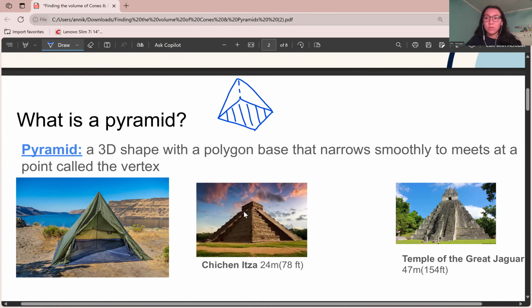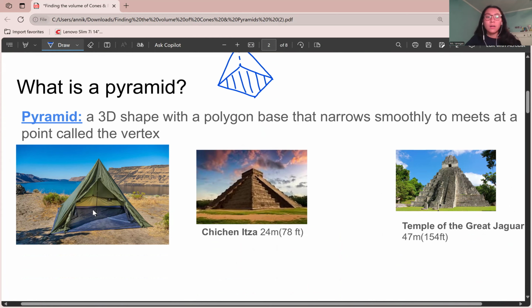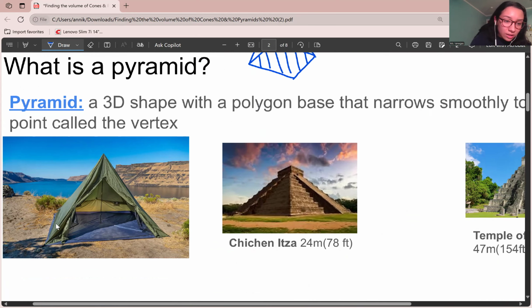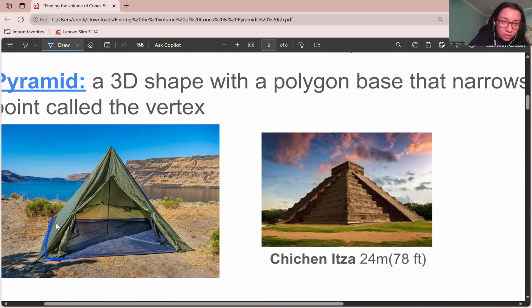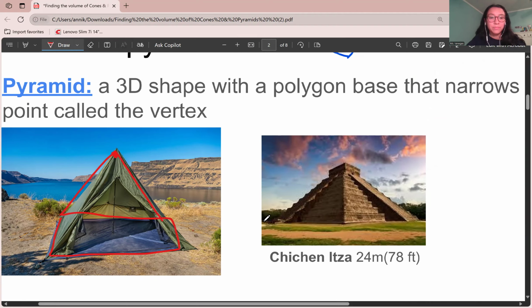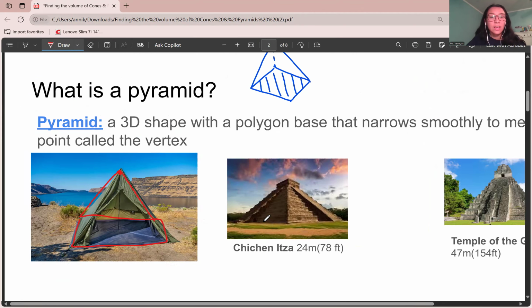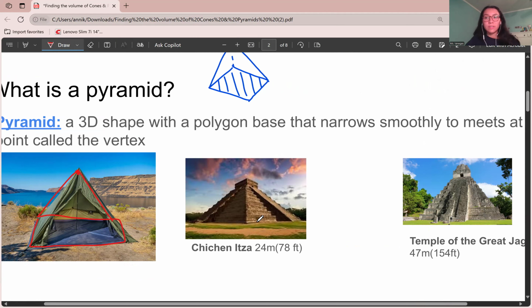Some examples that you might see in real life is this tent, because again, you see that there is this rectangular slash square base, and then it meets at this vertex at the tippy top point. So therefore, it's going to be a pyramid here. Similar thing, these are real life examples.